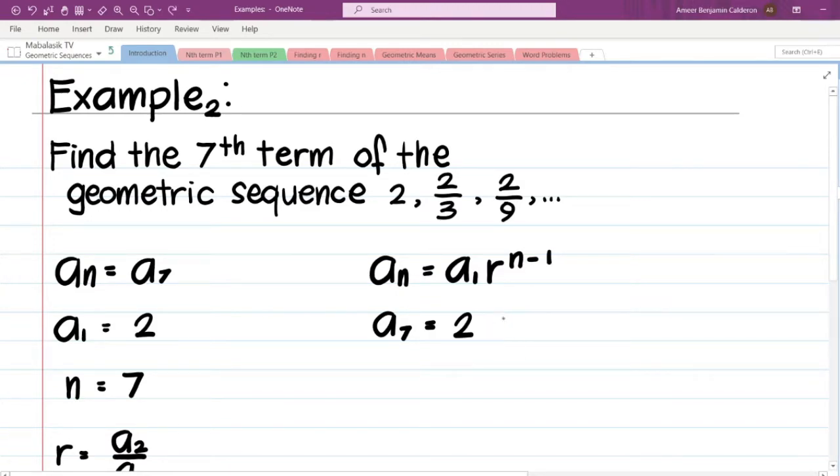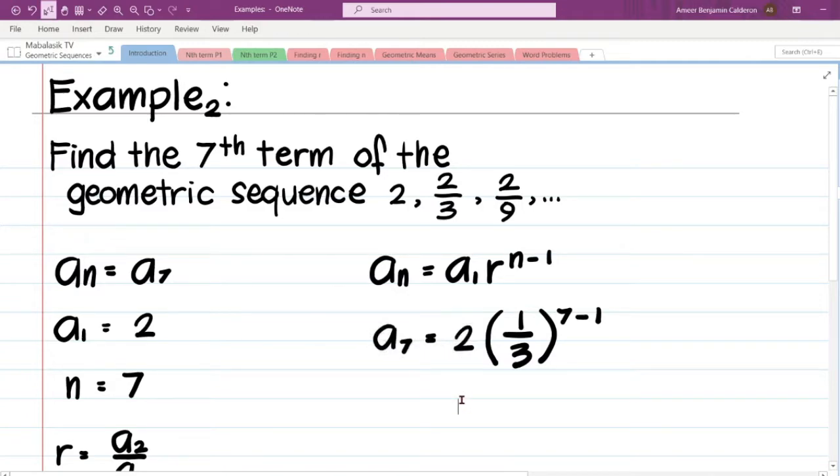Sorry, I'll write it clearer. Raised to the n minus 1, 7 minus 1. Let's just put these terms here. That's better. Let us now proceed. So we will have here 2 times 1/3 raised to the 7 minus 1, which is 6.